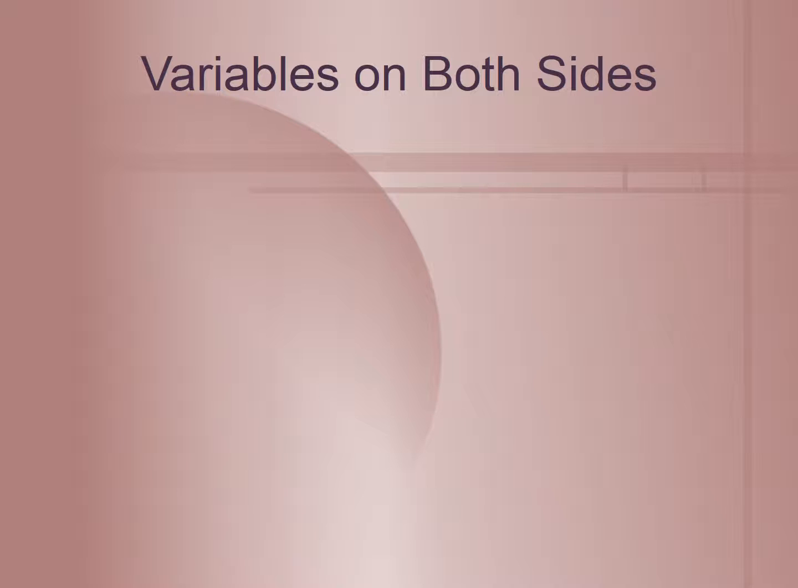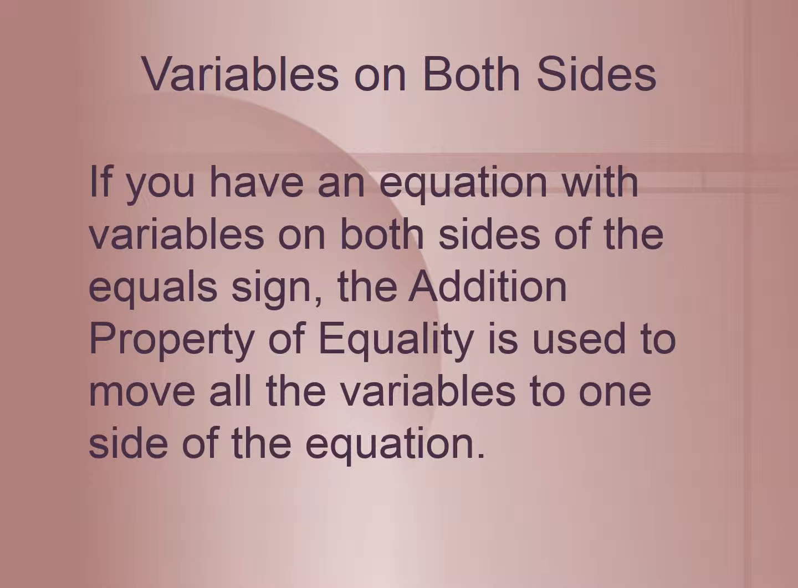What can we do if we have variables on both sides? This makes this a multi-step problem because we have multiple things that we have to worry about. If you have an equation with variables on both sides, we have to use the addition property of equality to move all the variables to one side of the equation, because we only want to have to look at one side when we're trying to solve. Let's see an example of that.